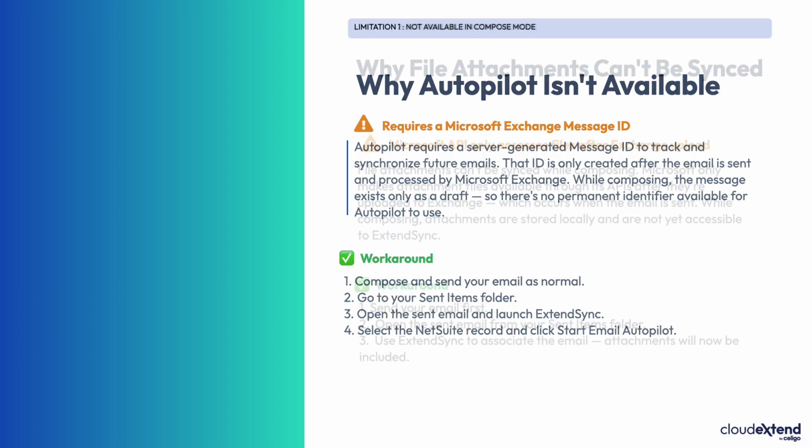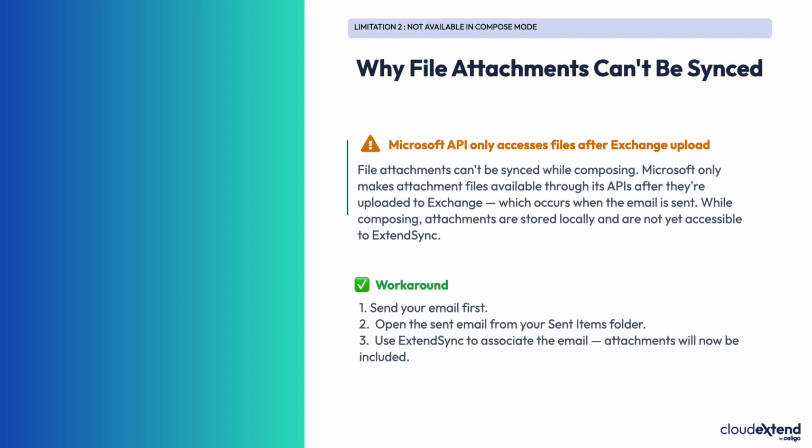File attachments. File attachments also can't be synced while composing. Microsoft only makes attachment files available through its APIs after they're uploaded to Exchange, which occurs when the email is sent. If your email includes attachments that need to be saved to NetSuite, send the email first, then open it from Sent Items and associate it using ExtendSync.